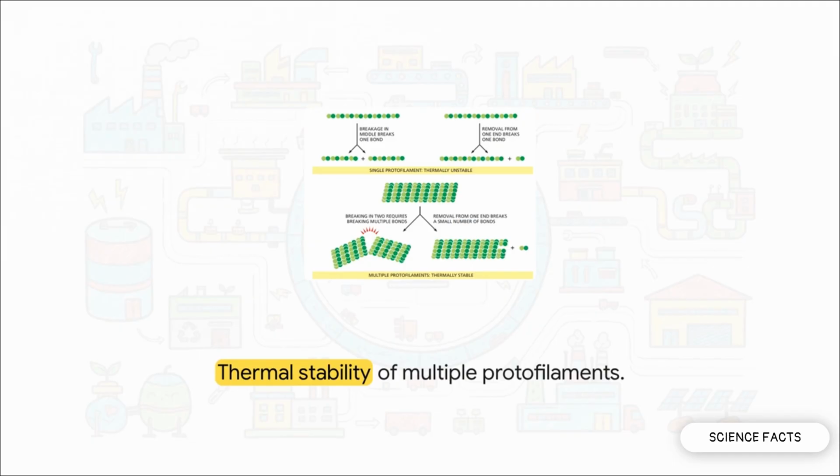Well, if a microtubule were built of just a single protofilament, it would be extremely thermally unstable. Just a single bond breaking in the middle would cause catastrophic track failure. But because our factory mandates multiple protofilaments, 13 to be exact, breaking the tube in two requires breaking multiple bonds all at the exact same time. This thermal stability is what prevents disastrous accidents from shutting down our logistics.